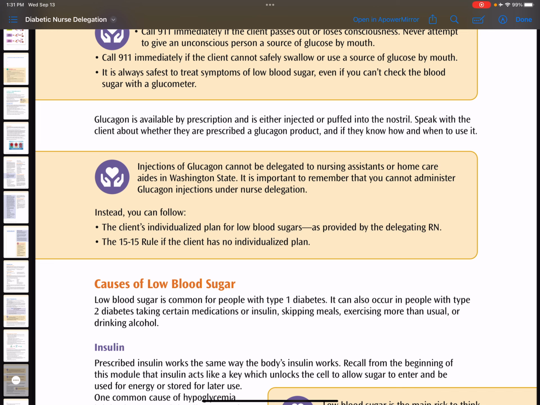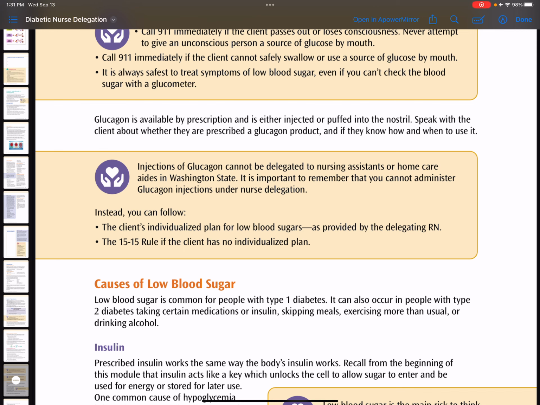Glucagon is another thing that we can use. Glucagon is available by prescription only. It's either injected or puffed into the nostril. Injection of glucagon cannot be delegated to nursing assistants and home care aides in Washington State. So it's very important to remember that you cannot administer glucagon injections under nurse delegation. You cannot. So when an emergency happens, call 911 immediately if the client passes out or loses consciousness.